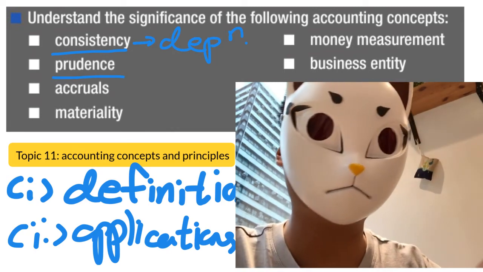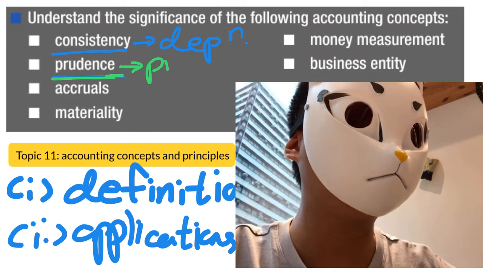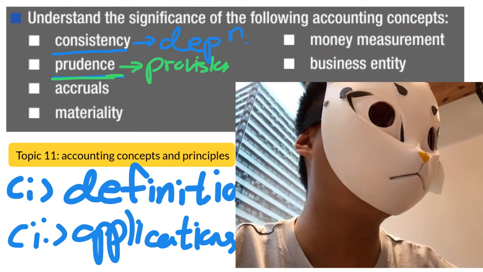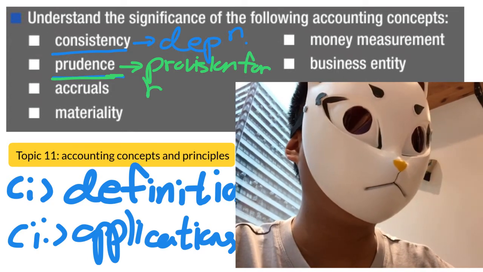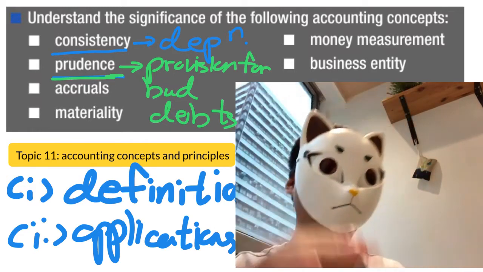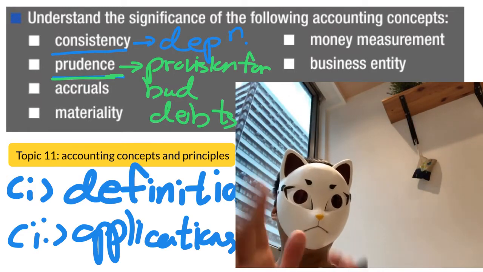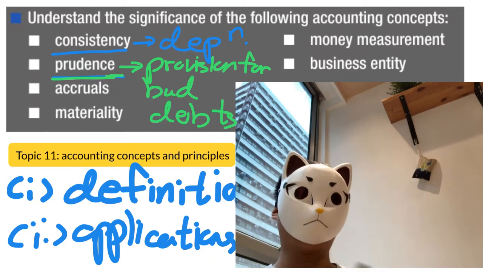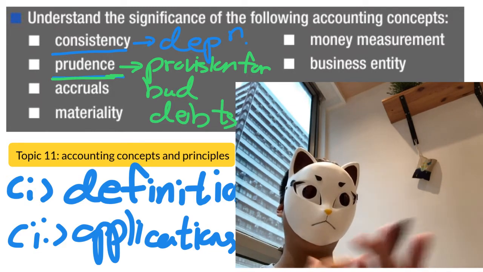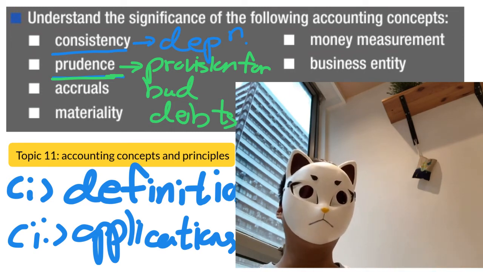The second one goes to prudence. Prudence means don't overstate the profit. That's why we need to have a provision for bad debts. Why do we need to project that customers won't repay? You know that, right? Provision for bad debts is a projection. It's not real; the customers did not go bankrupt. We just project it because we do not want the company to overstate the profit.